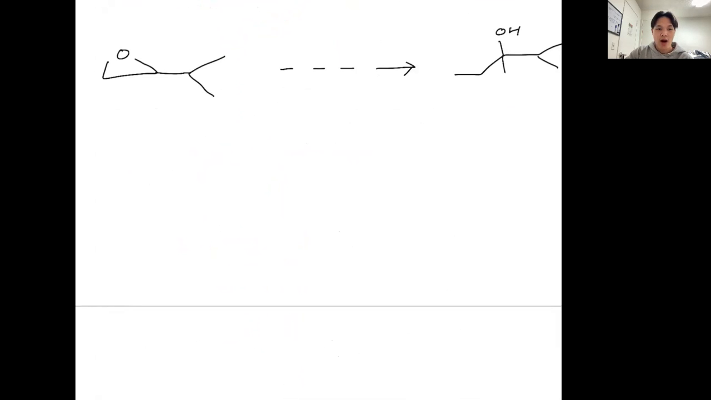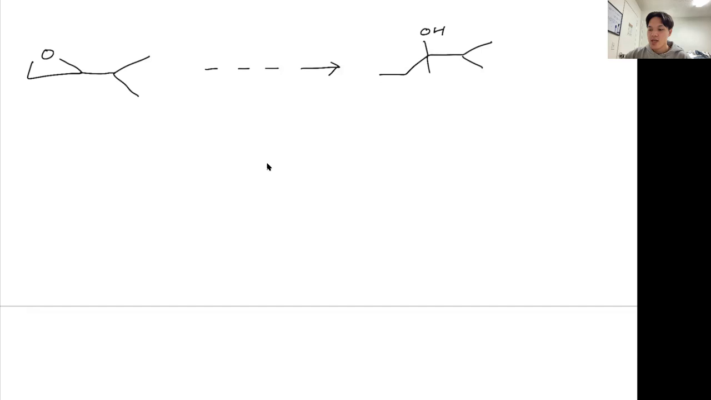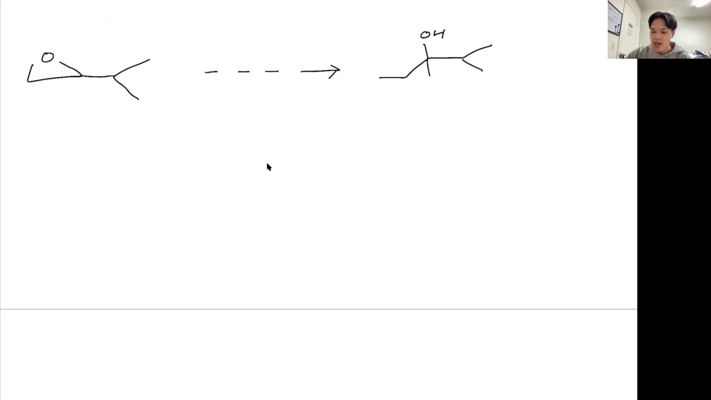So let's see now how you can figure out this synthesis problem, right? So let's go through our synthesis skills that we learned. I'm looking at this molecule. It has 1, 2, 3, 4, 5 carbons. I'm looking at this molecule and I'm seeing 1, 2, 3, 4, 5, 6, 7. So we went from 5 carbons to 7 carbons, right?